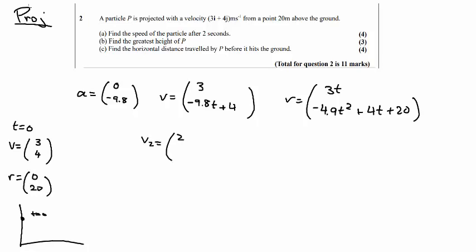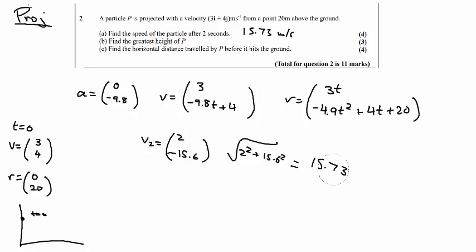So, minus 9.8 times 2, add 4. It's minus 15.6. 3 squared plus 15.6 squared, square rooted. The answer is 15.73. There you go, 15.73 meters per second. You don't even have to write meters per second.